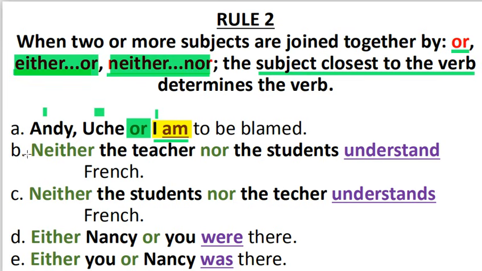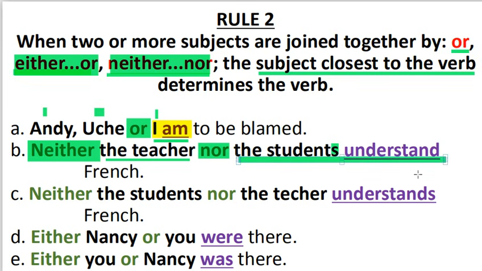Example B. Neither the teacher nor the students understand French. Now let's look at the subjects. The teacher is singular. The students is plural. The verb will agree with the one that is closer to it. The verb is understand. Because the students, which is plural, is closer to the verb, the verb agrees with the plural. That is why we have neither the teacher nor the students understand French.